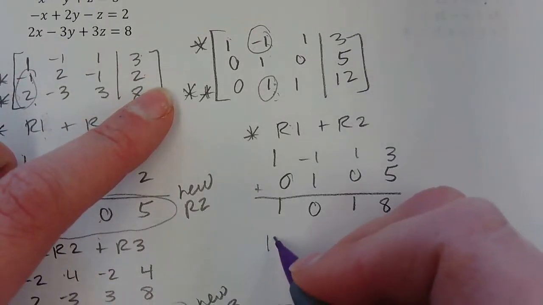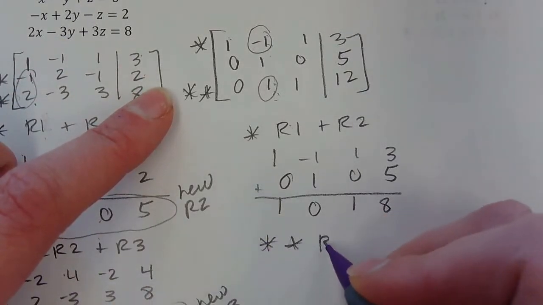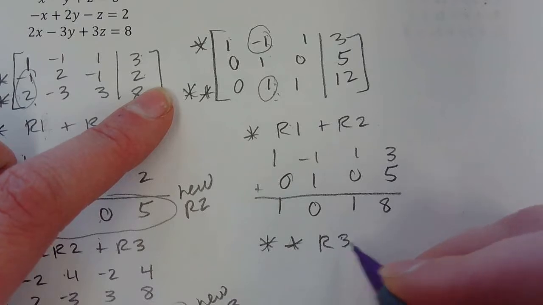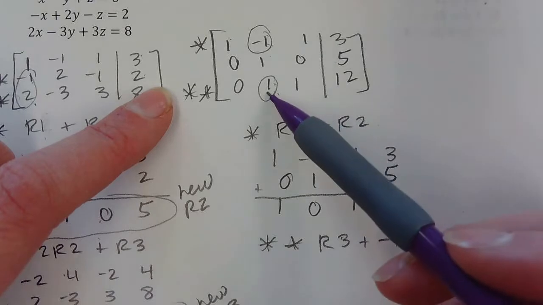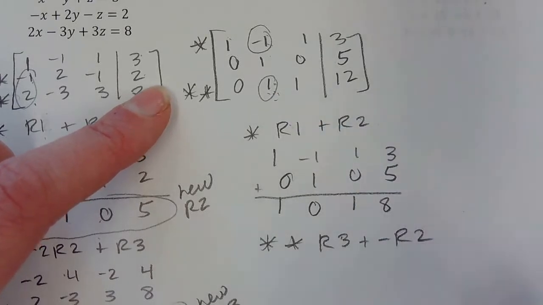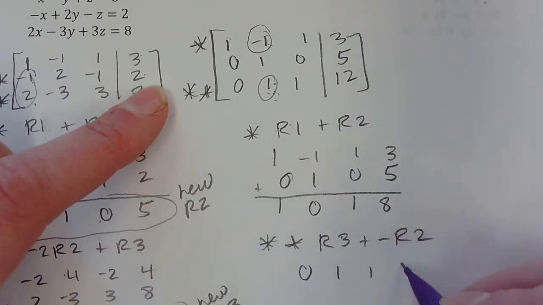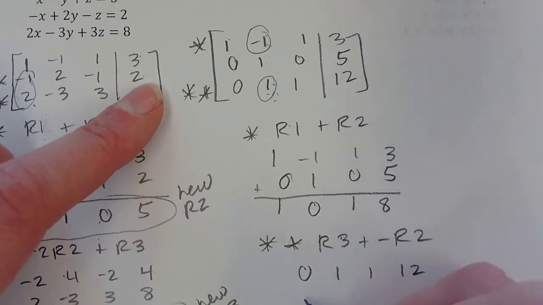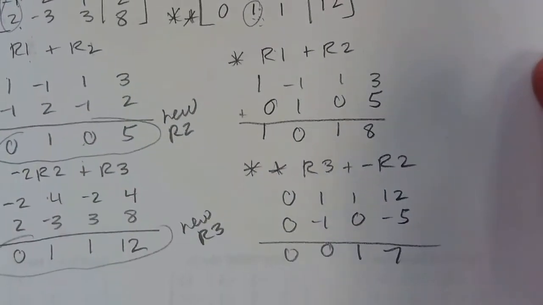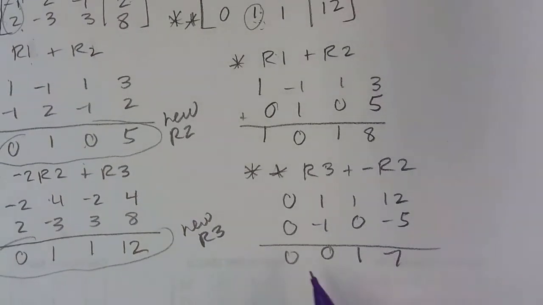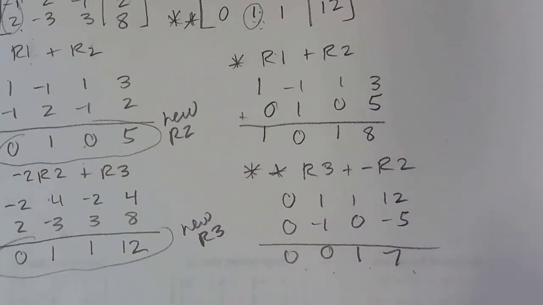So I am going to take my row 3 and I'm going to add a negative row 2. That's so that I can cancel this one out. So my row 3 is 0, 1, 1, 12. And then if I do negative row 2, I have 0, negative 1, 0, negative 5. And when we add together, we get, let me go ahead and move my paper up, 0, 0, 1, 7.